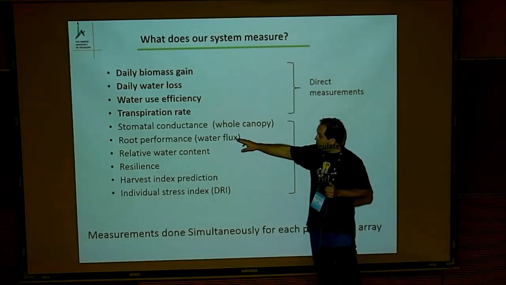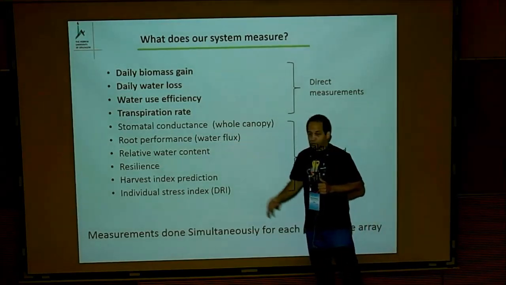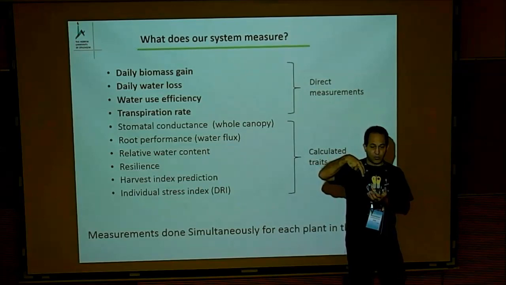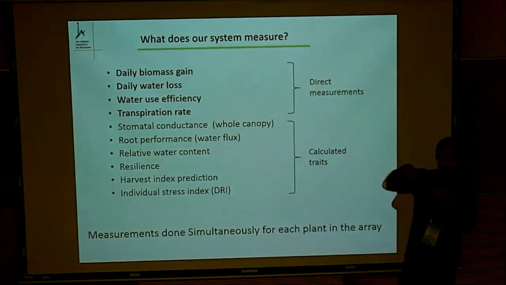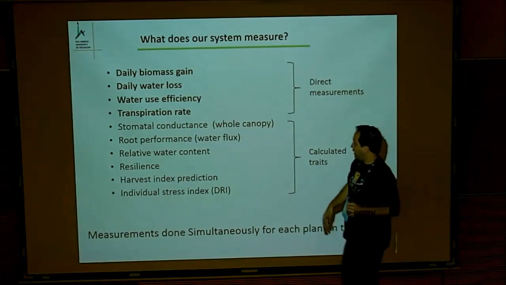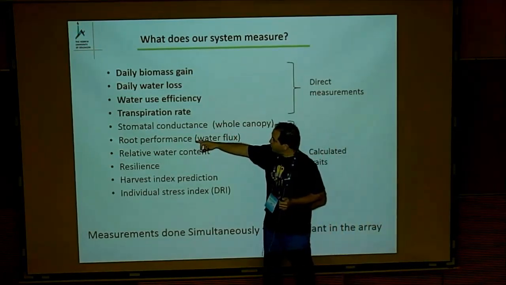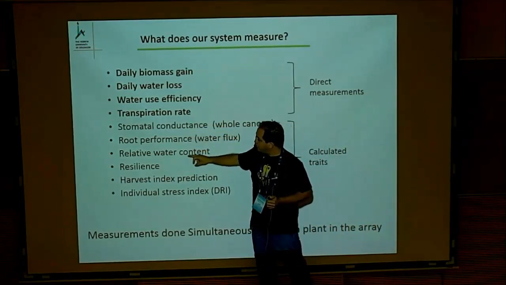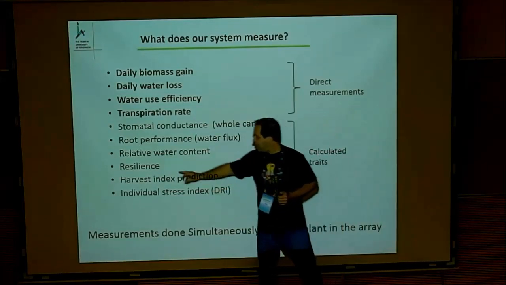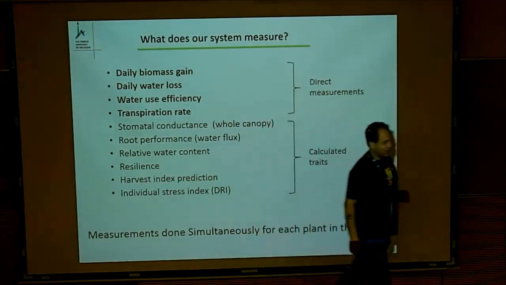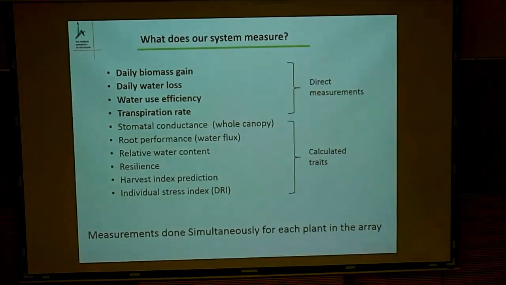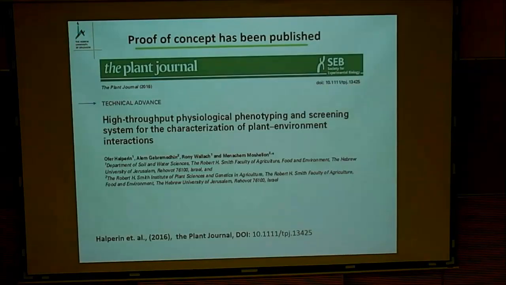We measure root performance, what we call root fluxes, because we work in a pot and we have soil probes. So we actually calculate the rate of water flow from the pot to the plant. And by using the root performance with the transpiration rate, we even get relative water content and resilience, which I will explain in a minute.